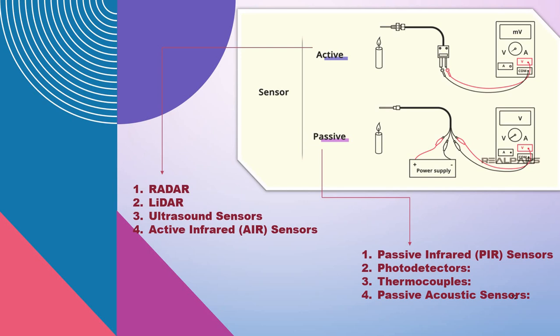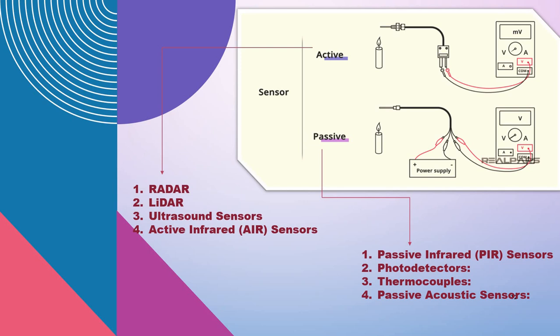Active sensors are devices that actively emit energies or signals into the environment and measure the reflected or transmitted energy to gather information about the surroundings. So actually, these active sensors emit energy or signals such as electromagnetic waves, sound waves, or laser beams, and analyze the reflected or transmitted signals to determine environmental conditions.